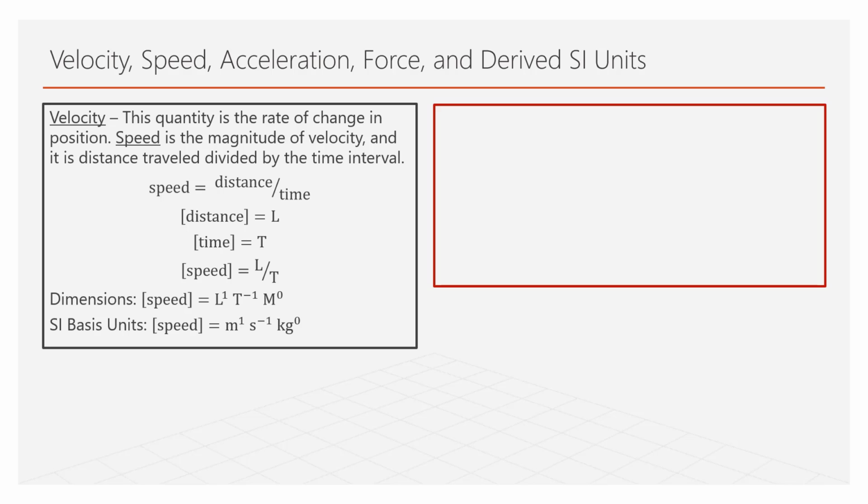So then to find the SI basis units, we replace length with a meter, time with a second, and mass with a kilogram. So the SI basis units of speed are meters per second, or meters times second to the power of -1 times kilogram to the power of 0.